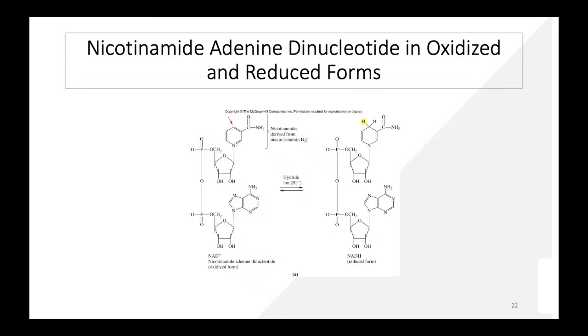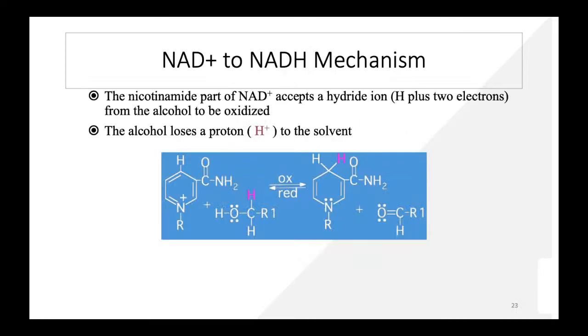This is nicotinamide adenine dinucleotide in oxidized and reduced form, so NAD plus and NADH. Hydride ions are removed or added in order to make the oxidized and reduced forms. This we can see from this figure. Further, the NAD plus to NADH mechanism.